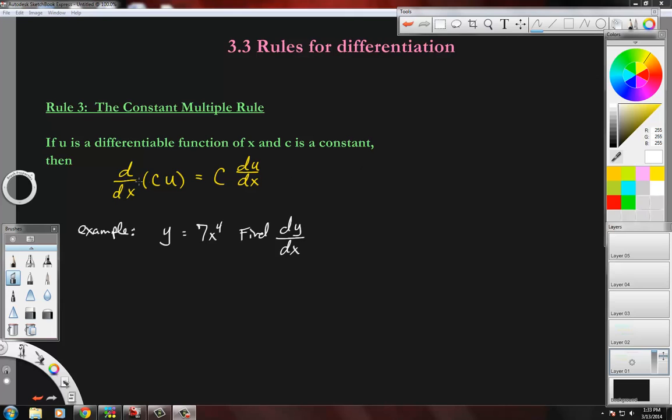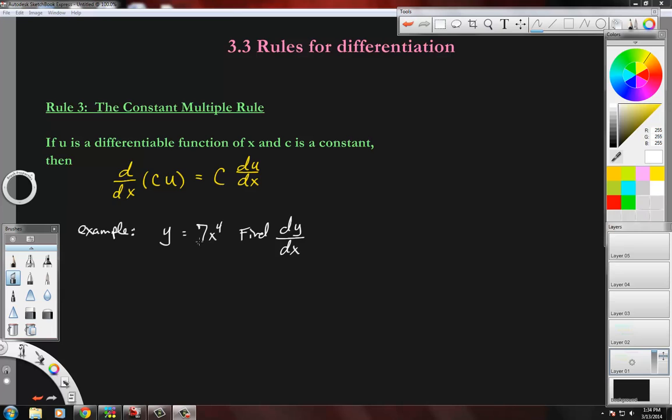Okay? And I'm rolling through this because I'm running short on time today, but what this basically means is anytime you have a number, a coefficient, if you will, multiplying some function, then it works out to be the derivative of the function multiplied by that coefficient.